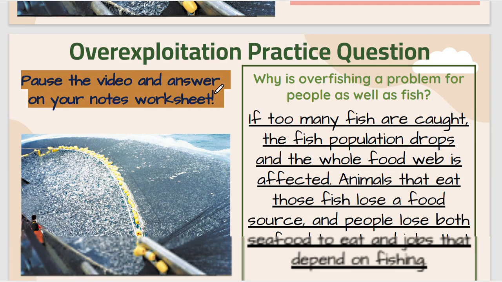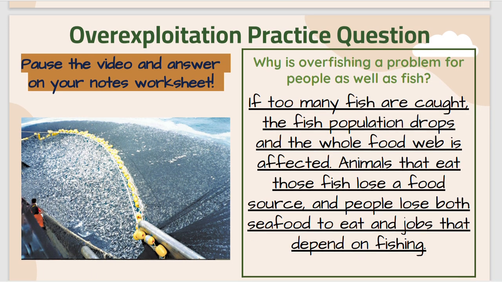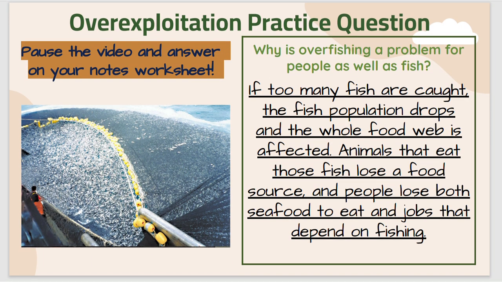Alrighty, so let's see what I put down. So why is overfishing a problem for people as well as fish? If too many fish are caught, then the fish population is going to drop, and essentially any organism that relied on that specific species of fish within the food web is going to be affected. They're no longer going to have that food source, and so their population is going to go down. And then the domino effect occurs.